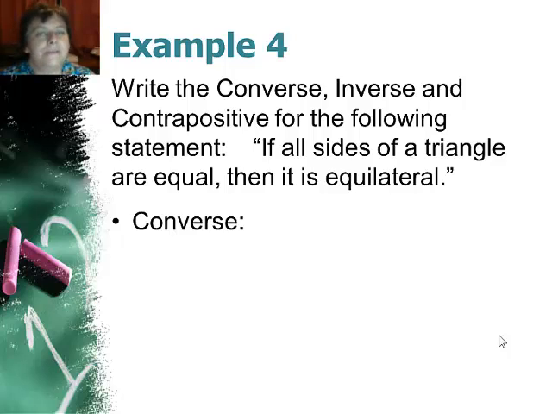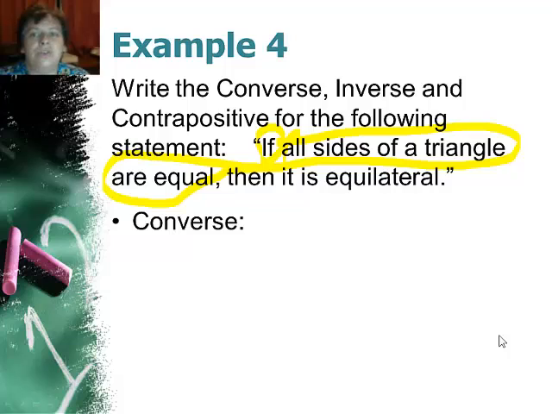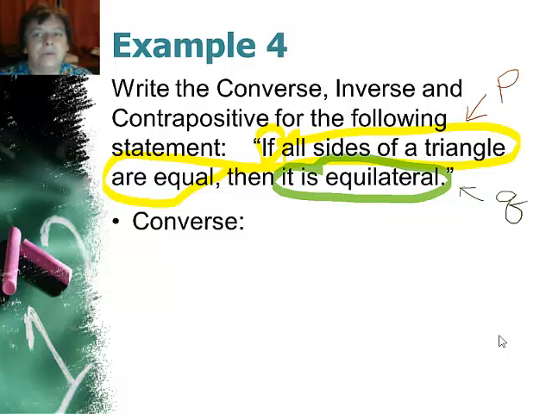Write the converse, inverse, and contrapositive for the following statement. If all sides of a triangle are equal, then it is equilateral. So you see the if all sides of a triangle, that's our hypothesis. The then part is the conclusion. So the yellow is the P and the green is the Q.